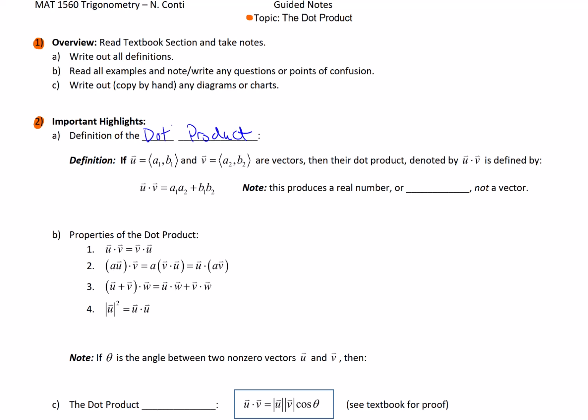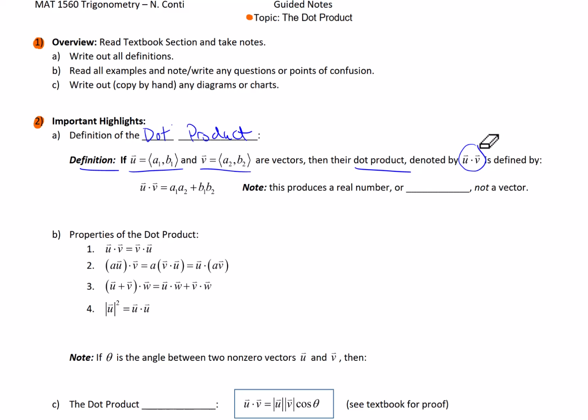Of course, we're in the context of vectors and we've been establishing properties with them already, so we're going to keep using that. By definition, for this dot product, if we have vector u in component form, with components a1, b1, the horizontal and vertical components of vector u, and vector v with components a2, b2, respectively, then their dot product, denoted by vector u, a dot, and then vector v, is defined by the following.